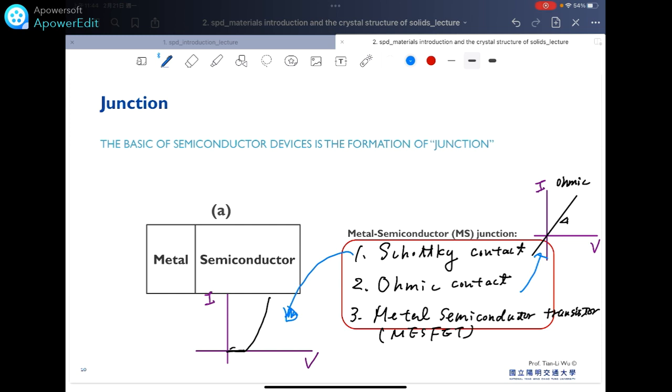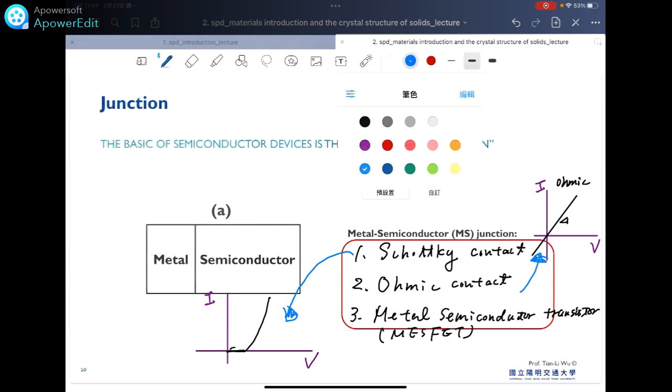We will explain the Schottky contact and ohmic contact later, and also why certain contacts exhibit perfect ohmic behavior but certain ones will not. We will also explain how this is related to our device here.